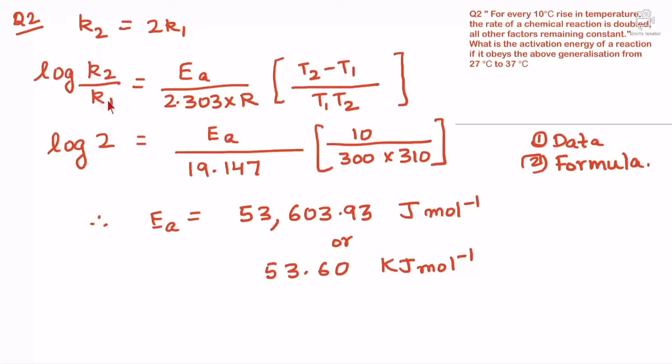Log of K2 by K1. Now why is it 2? Because we know that the rate constant is getting doubled. The rate of the reaction is getting doubled. So log K2 by K1 is equal to Ea upon 2.303 into R. Again, as I said, you can simply simplify it to 19.147 times T2 minus T1 upon T1 T2. The answer is 53.60 kilojoule per mole, and if you've got it right, there you go, you've got another star in your kitty.